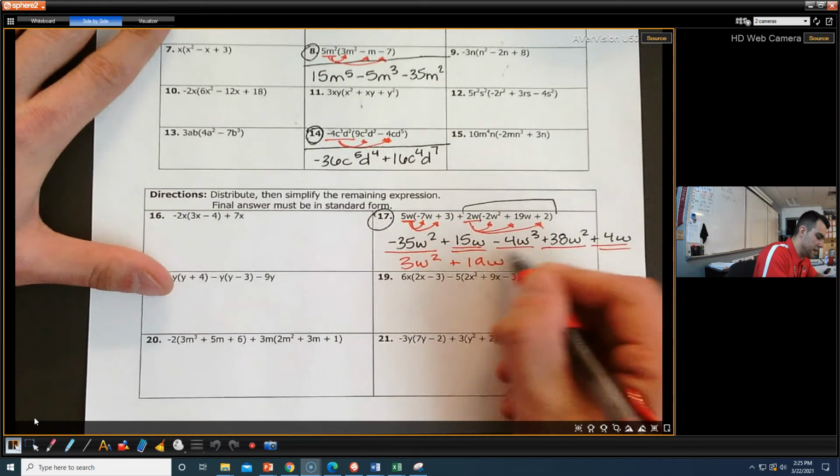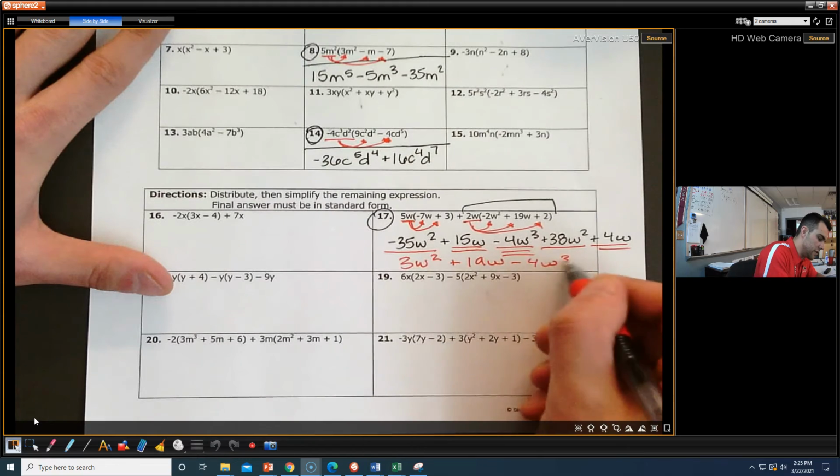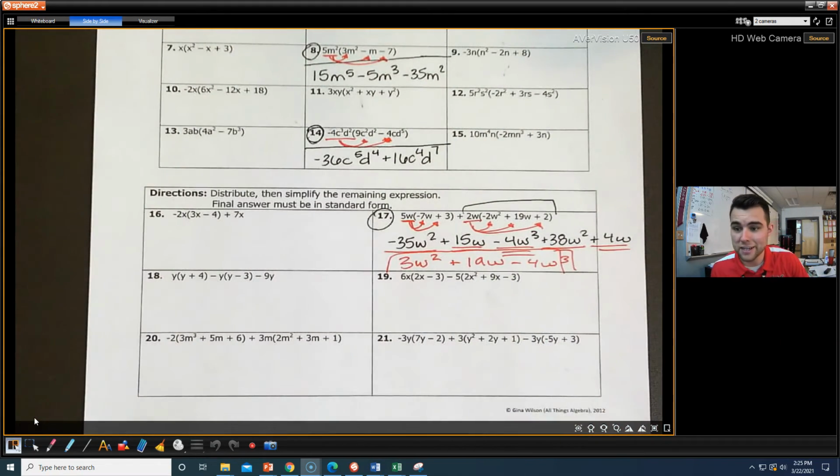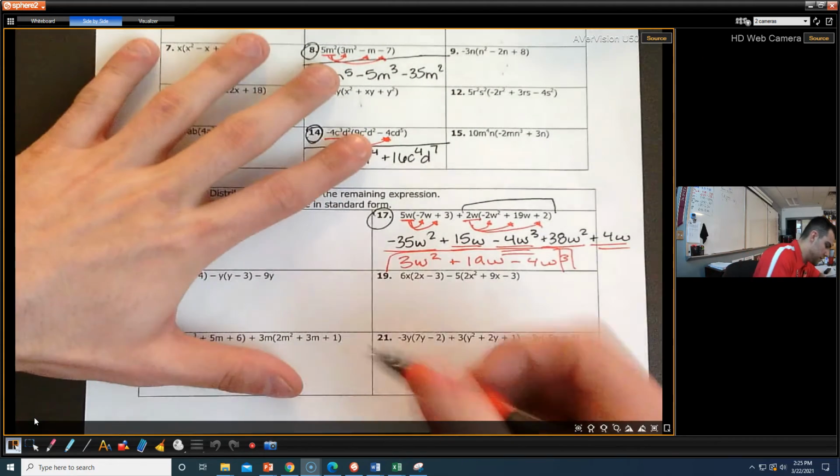And then finally, a minus 4w to the third. I can't forget about that guy. Oops, I can't forget about that exponent either. Sorry about that, buddy. Okay, so multiply, look to distribute, and then add and subtract accordingly. Let's try it one more time. Let's do it with number 21 right here.